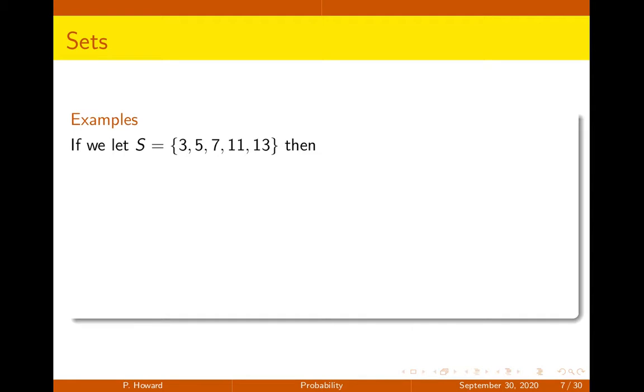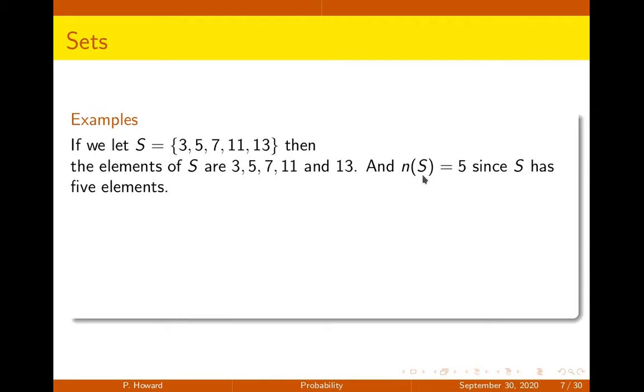And now a few more examples. Here's a set described by listing the objects in the set between braces. I called it capital S. So the elements of S are 3, 5, 7, 11, and 13, just the objects that appear in the list between the braces. The number of elements in S is 5, because S has 5 elements. So N of S is 5.